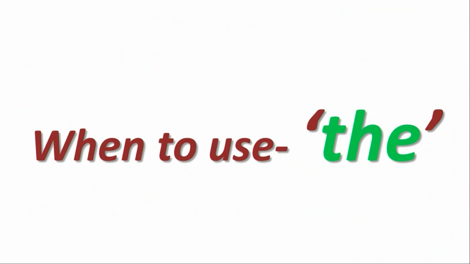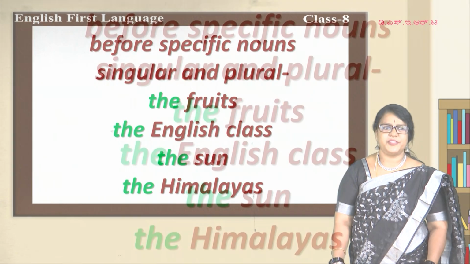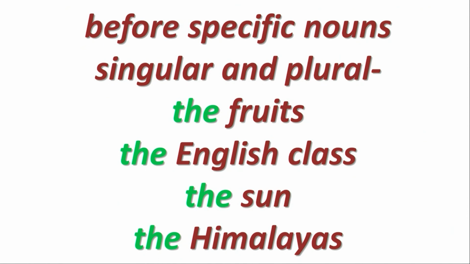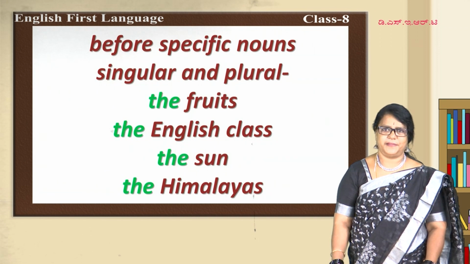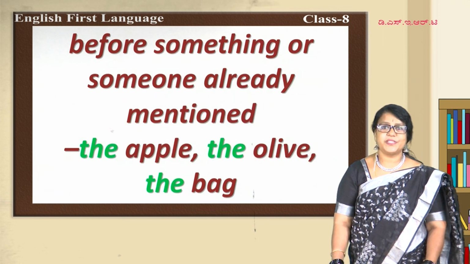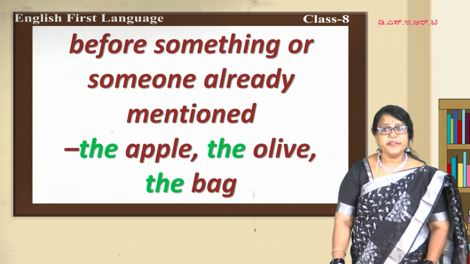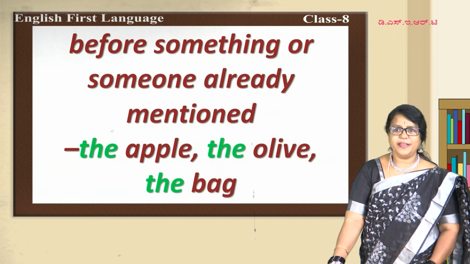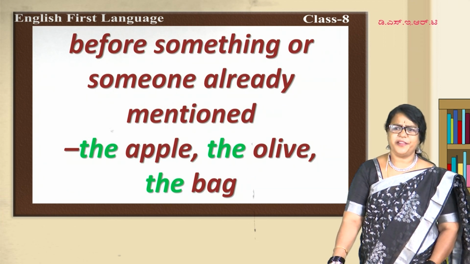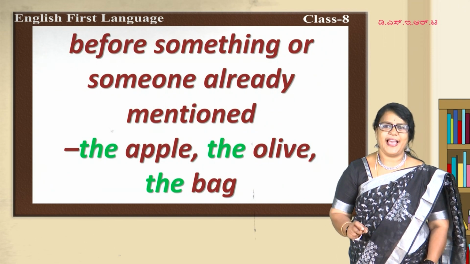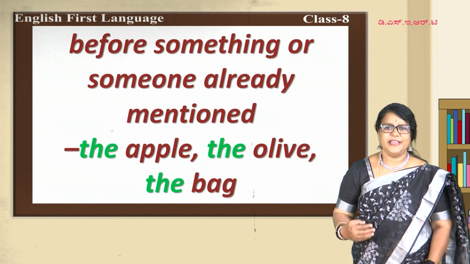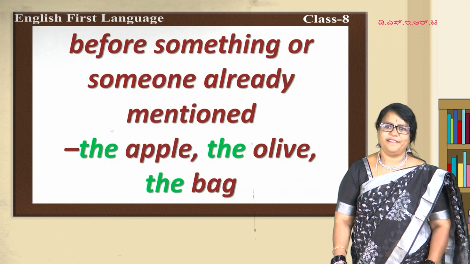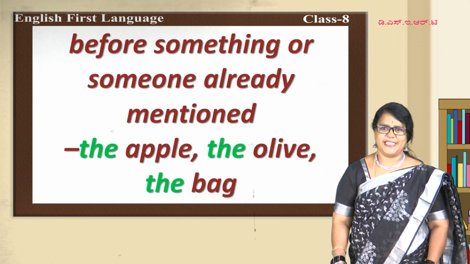When to use the? The is used before specific nouns, singular or plural: the fruits, the English class, the sun, the Himalayas. The is used before something or someone already mentioned: the apple, the olive, the bag. These were, in the beginning, an apple, an olive, a bag. When it was repeated in the next sentence in the story, they became the apple, the olive and the bag because it was already mentioned in the beginning.